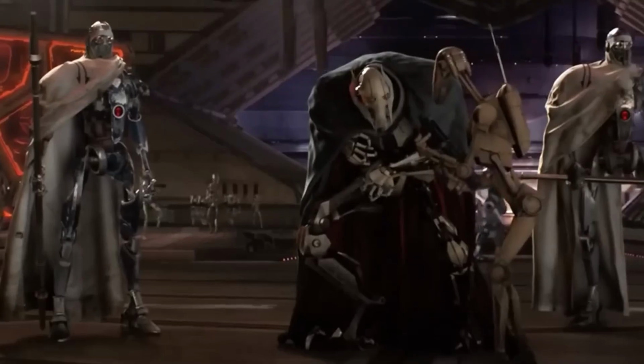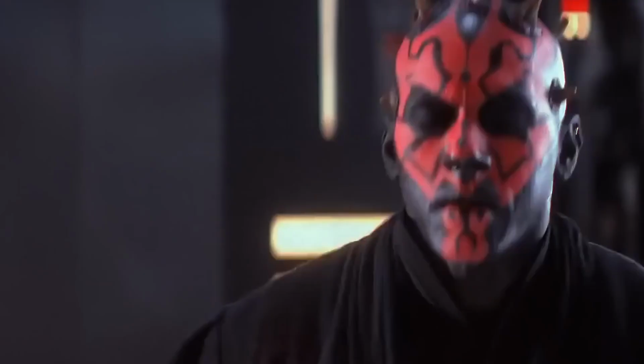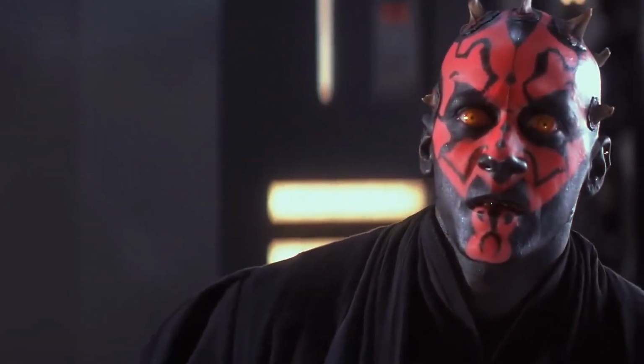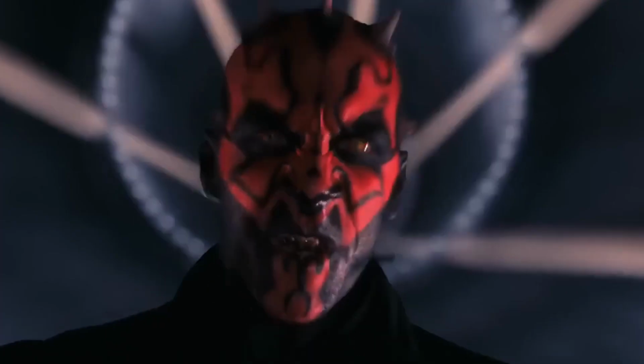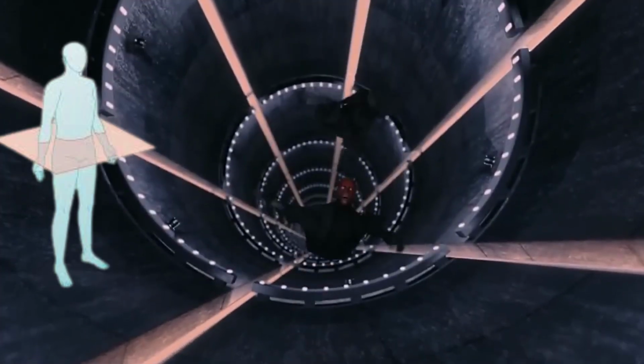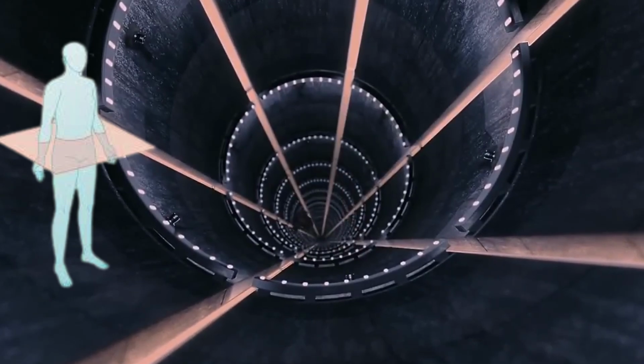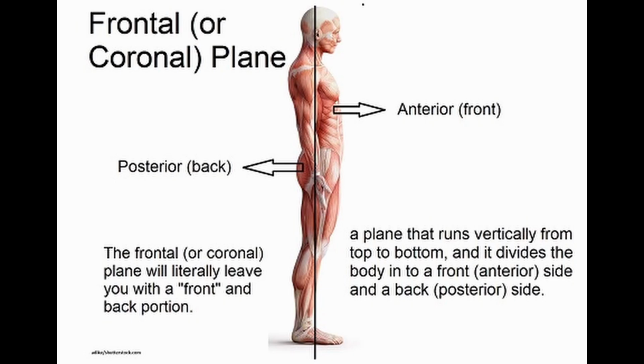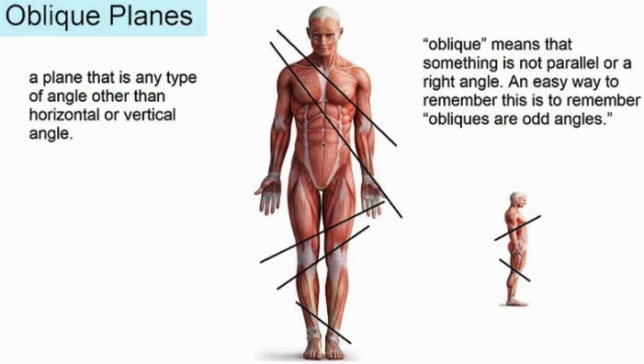One of the greatest teachers of all time, Obi-Wan Kenobi, taught Darth Maul about the transverse plane. You guessed it, superior and inferior halves. And if you were to cut the body or an organ into anterior and posterior halves, this is called the frontal plane or the coronal. And the plane that cuts at an angle is called an oblique plane.